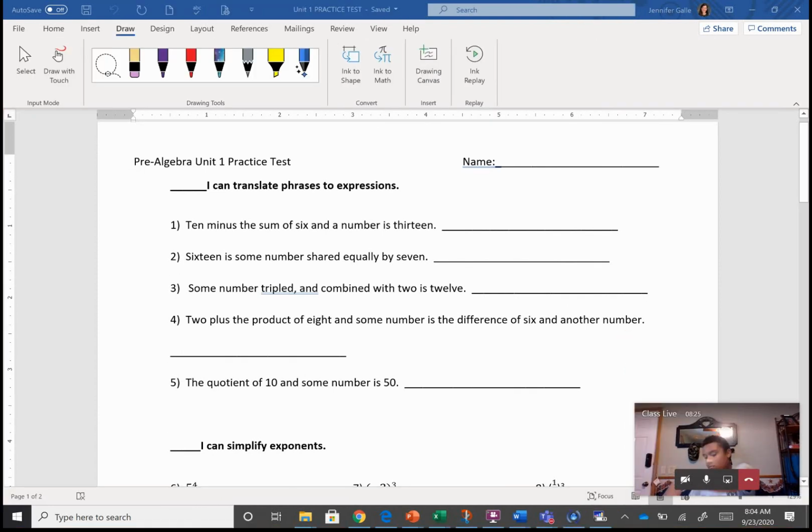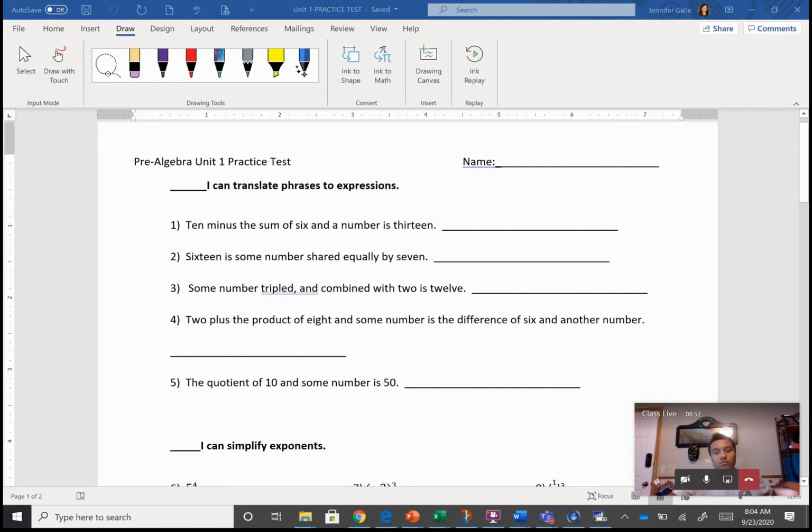Is go through your practice test. You can use your foldable that we used for that very first section. And you can use the graphic organizer we've been using for those exponent properties. You can use it on your practice test, and I'm going to let you use it on your test tomorrow.